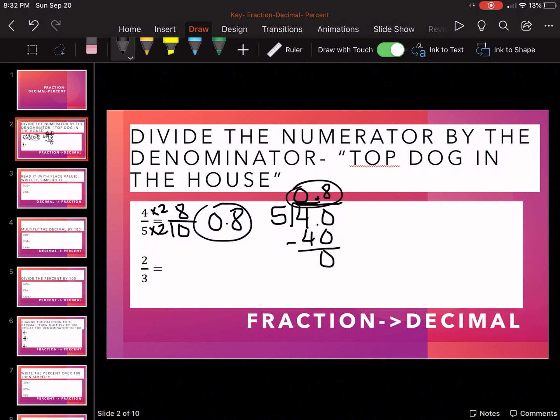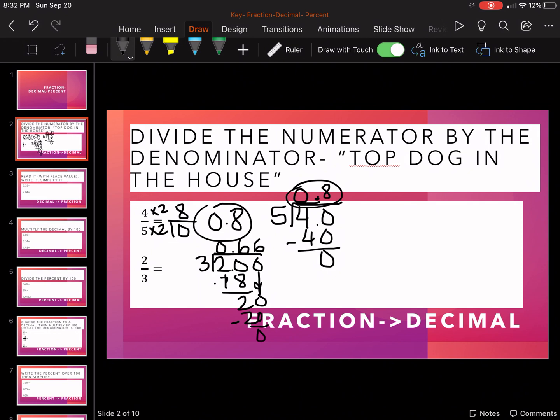So 2/3, the denominator 3 can't become 10 or 100. So you got to do top dog in the house. So you got to divide. 3 goes into 2 0 times, raise the roof. It goes into 26 times, and that's 18 with 2 left over. Add another 0, bring it down. Goes in again 6 times.